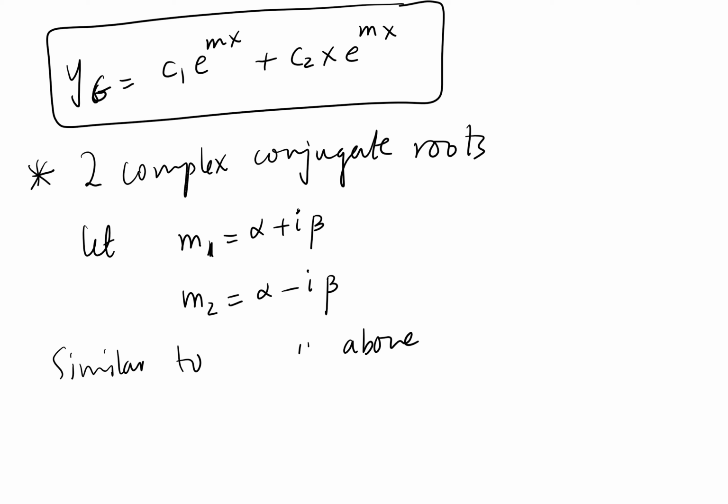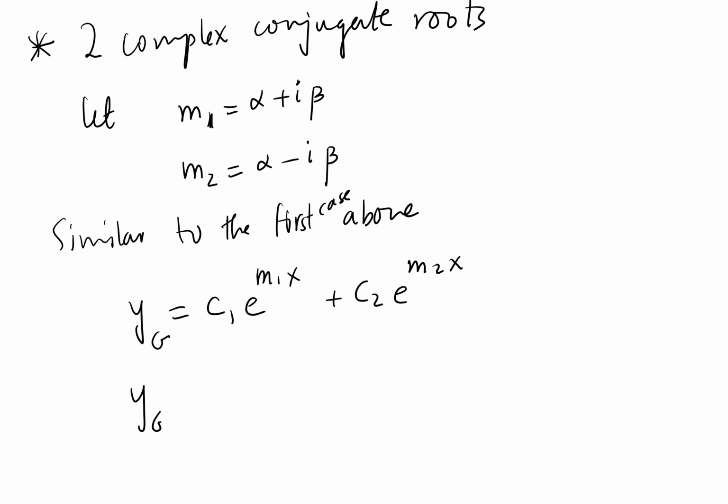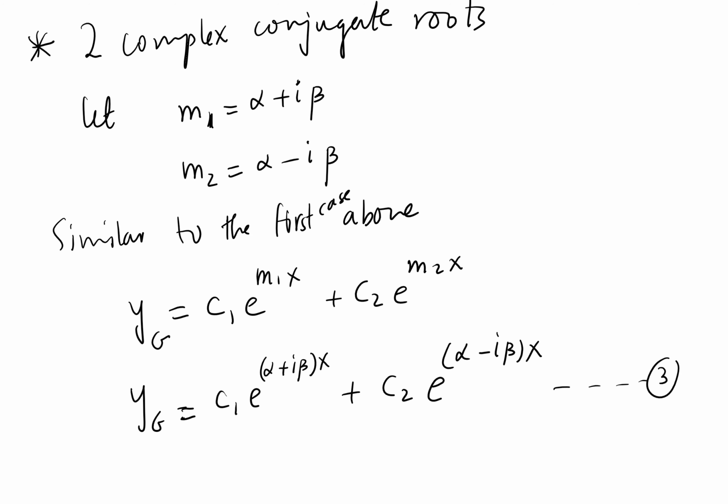Or let me call it the first case. Remember how that was C1 e to the m1 x plus C2 e to the m2 x as a general solution. So here what we do, we just substitute. Instead of m, I'm going to put C1 e to the alpha plus i beta x plus C2 e to the alpha minus i beta x. Let's call this equation 3.